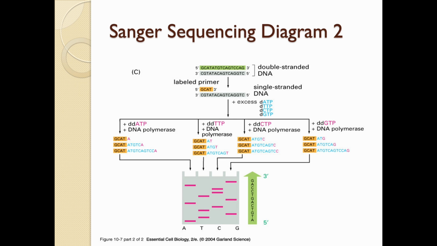Because ddNTPs are randomly incorporated, we get fragments of varying length, each terminated at a different position of the sequence, as shown in this diagram. These fragments are then separated by size using capillary electrophoresis, and a detector reads the fluorescence tag to determine which base is at the end of the fragment.